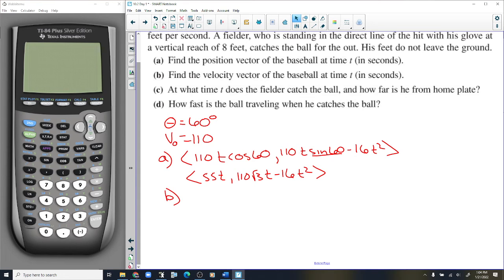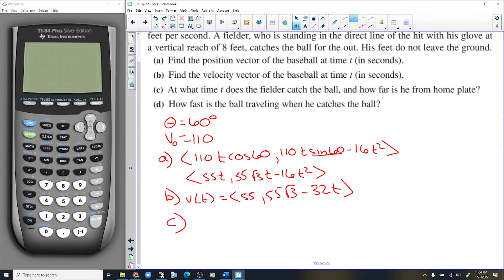B, find the velocity vector of the baseball at time t. So v of t is 55. Oh, not 110. I forgot to take half of that. That's 55. All right, 55. So that one is also 55 square root of 3, minus 32t.